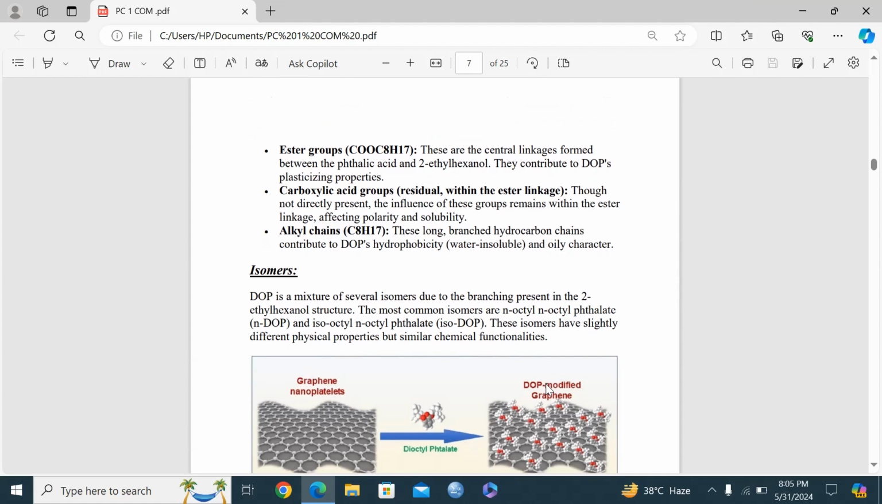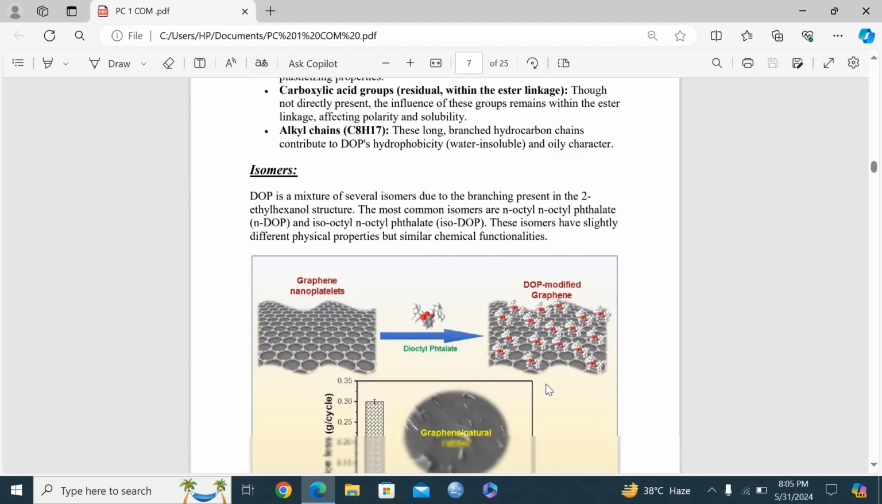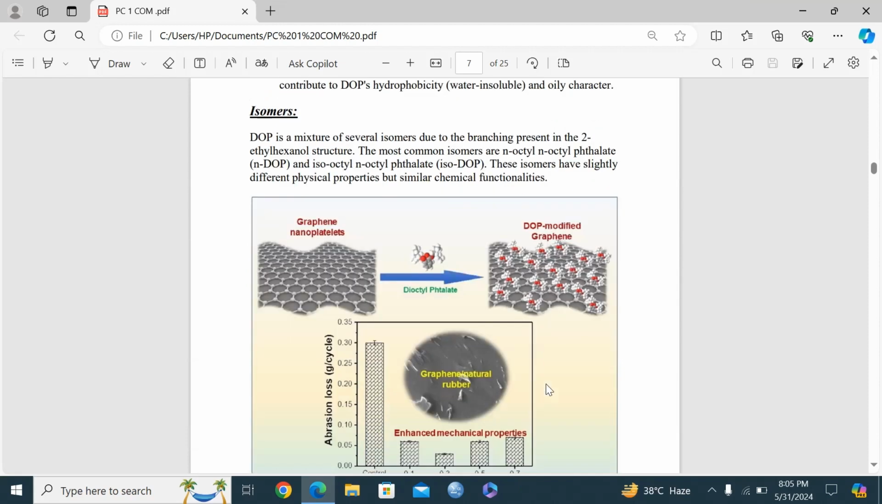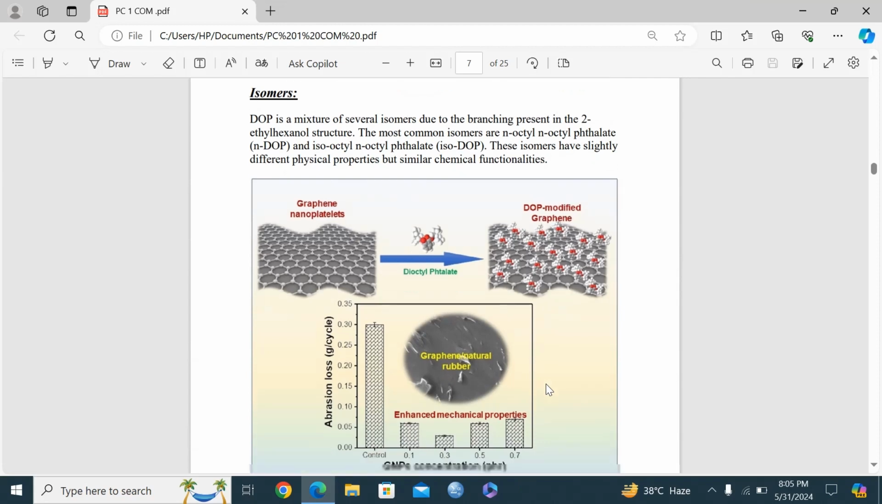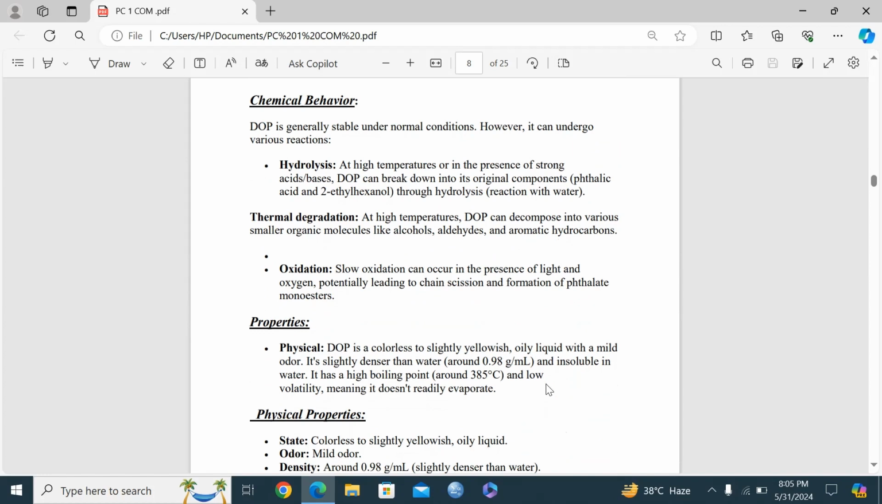Alkyl chain, C8H17. These long branched hydrocarbon chains contribute to DOP's hydrophobic and oily character. Isomers: DOP is a mixture of several isomers due to the branching present in the 2-ethyl hexyl structure. These isomers have slightly different physical properties but similar chemical functionalities. Chemical behavior: DOP is generally stable under normal conditions.